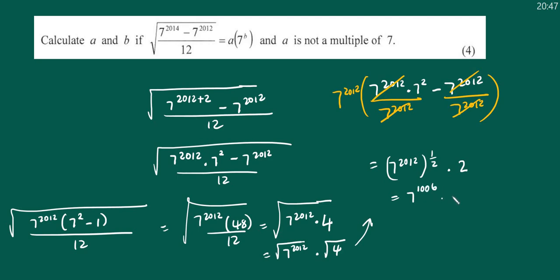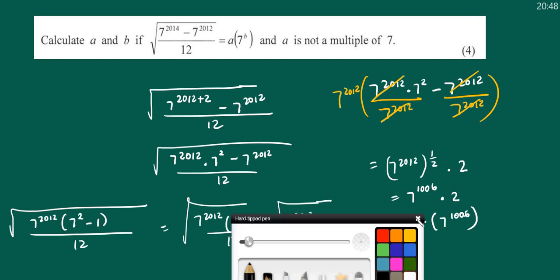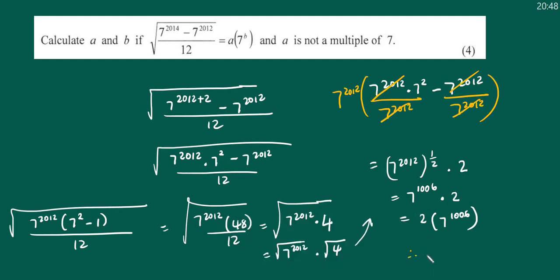Yes, good, 1006. So if you want to rewrite it in this form, we can rewrite it as 2 multiplied by 7 to the power of 1006. Due to this, A is 2 and B is 1006. Then you would have solved the problem. They look complicated, but actually they are easy.